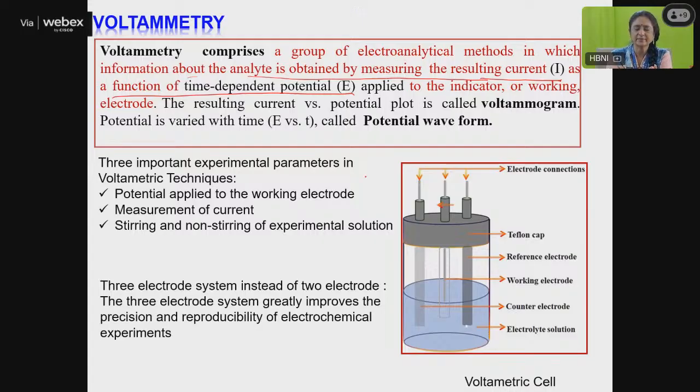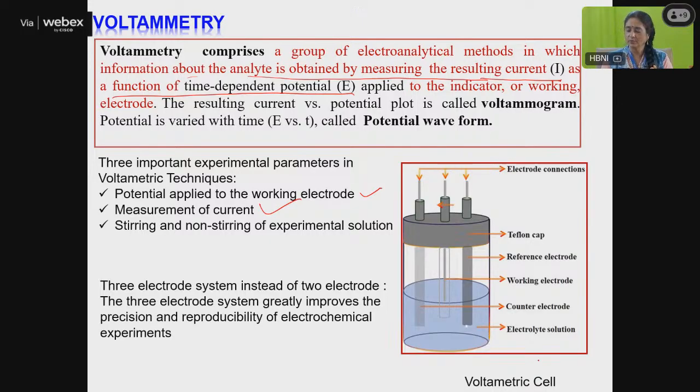Now, three important experimental parameters in voltammetric techniques are the potential applied at the working electrode, measurement of current, and stirring and non-stirring of the experimental solution. Whether you are stirring the solution while doing the experiment or not, it is a static or dynamic system. So that is what stirring and non-stirring means.